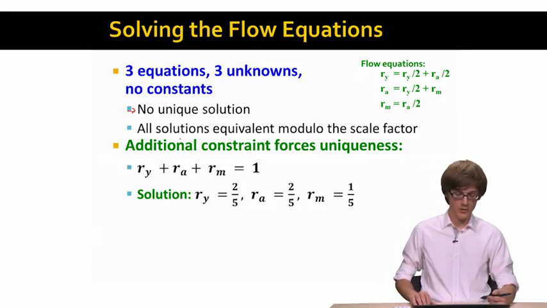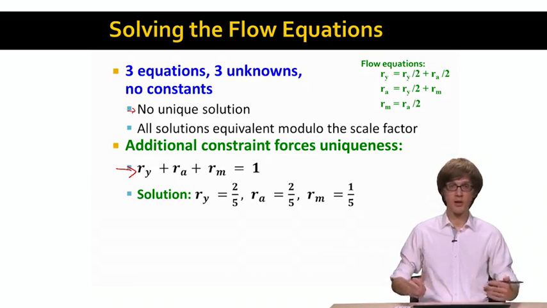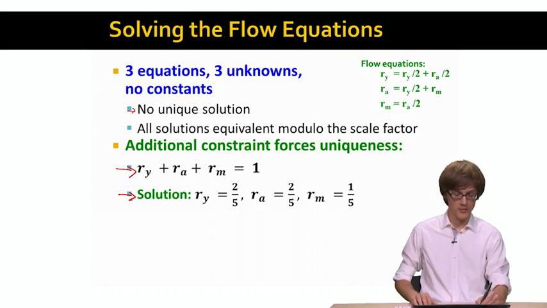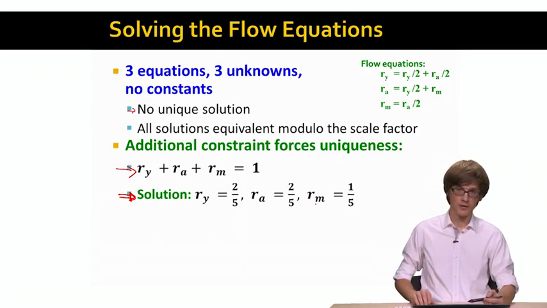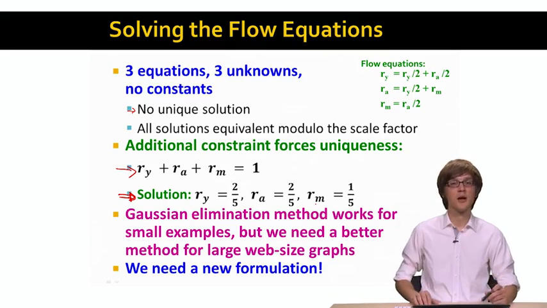The constraint we will add to our system is that our PageRank scores have to sum to 1. So r_y plus r_a plus r_m has to be equal to 1. Now with this additional equation, we have 3 unknowns and 4 equations, and we can go solve this. For this small graph, we can solve it by hand, and we come up with the solution, which gives our PageRank scores. So for example, Y has a score of 2/5, A has a score of 2/5, and M has a score of 1/5. Right? So it seems like we are done, right?